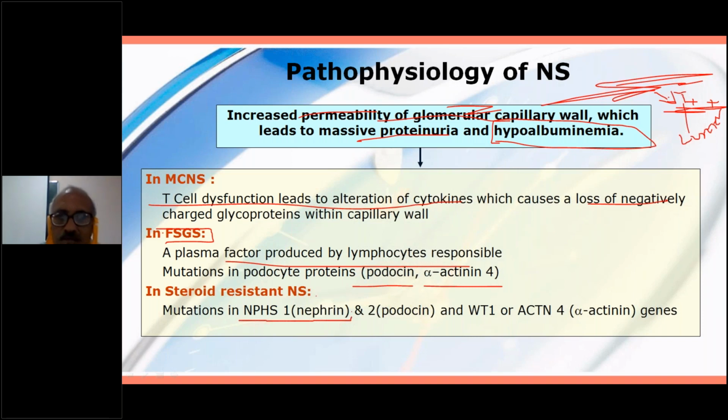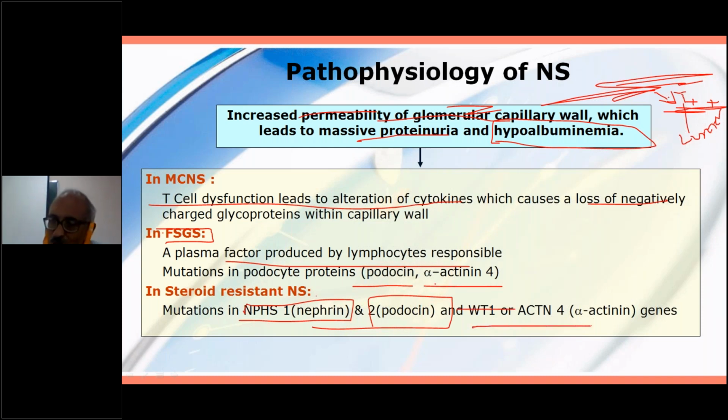S1 nephrin. This is a gene for nephrin, which is one protein, and podocin is the second protein. These proteins are on the basement membrane and their structure is dependent upon the NPHS1 gene and podocin gene. And also the WT1 gene, which is the Wilms tumor 1 gene, and the alpha actinin 4 gene. These are the genetic concepts actually.